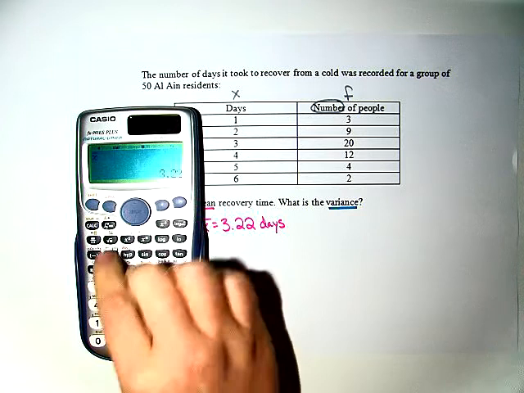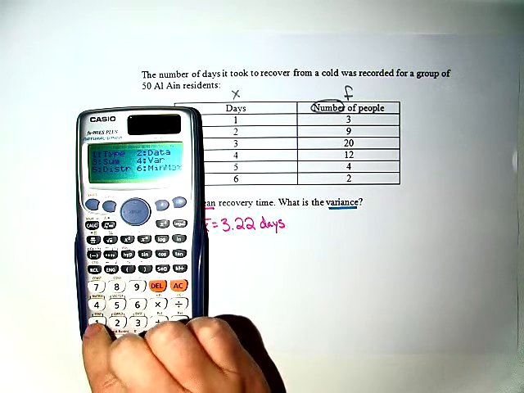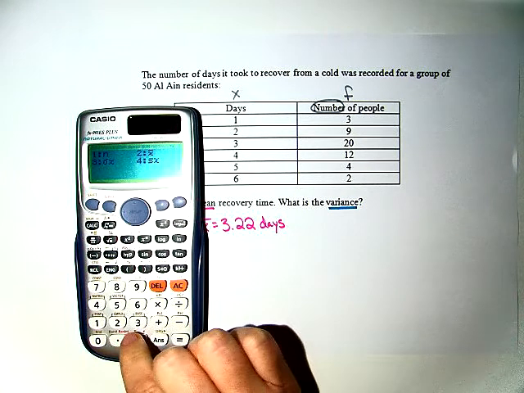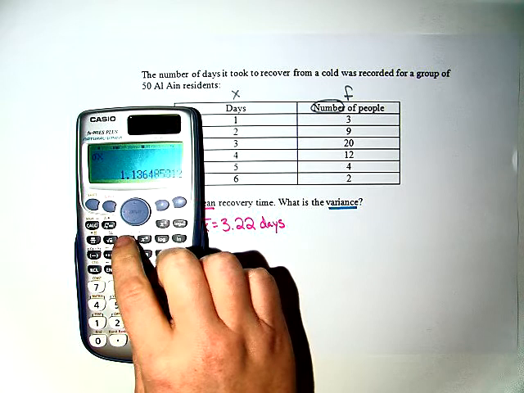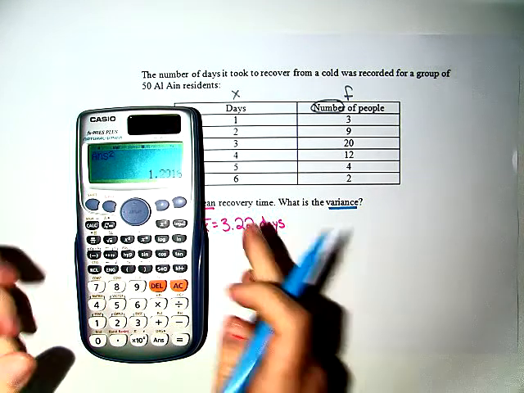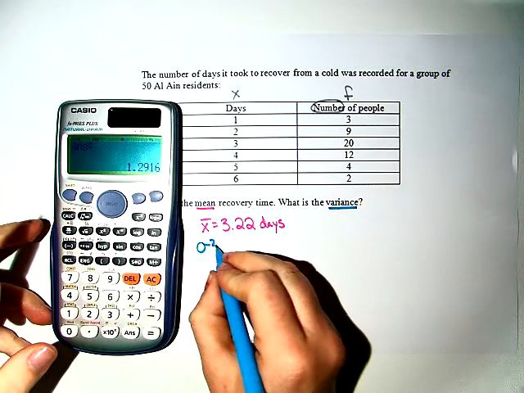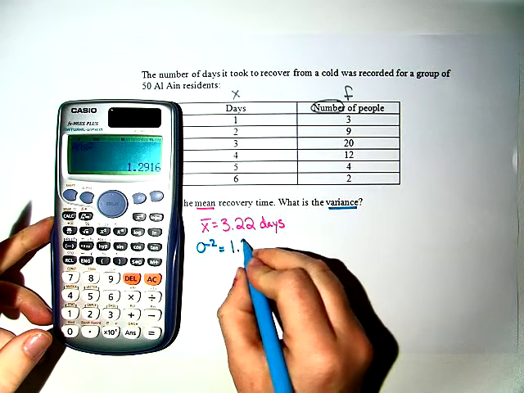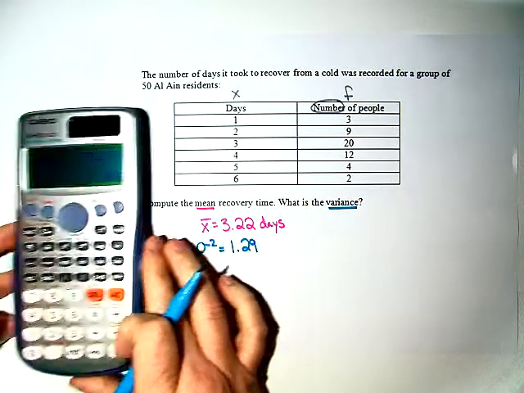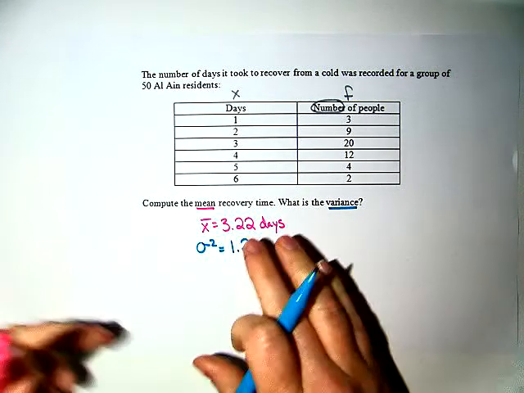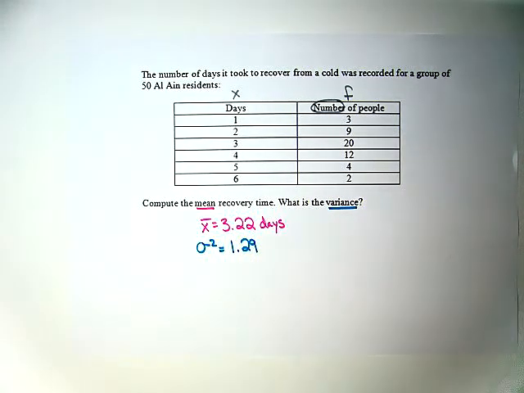The variance: shift, stat, and we're going to do standard deviation first and then square it. The variance, which is written as sigma squared, is 1.29, meaning there may be varying of 1.29 days in either direction.